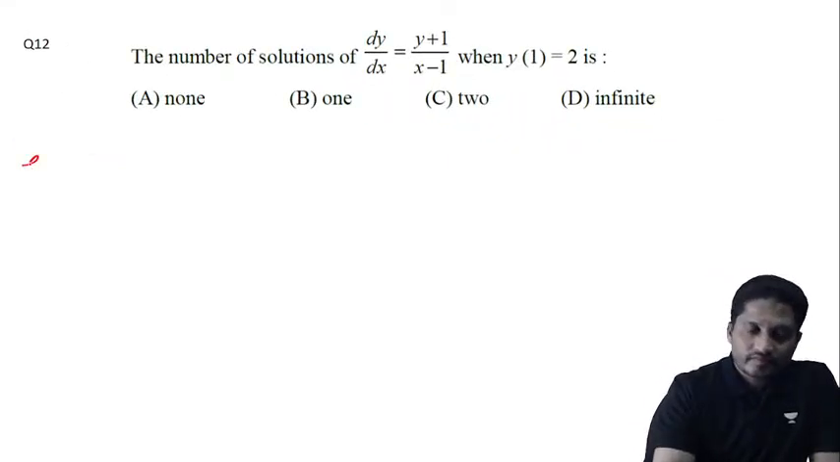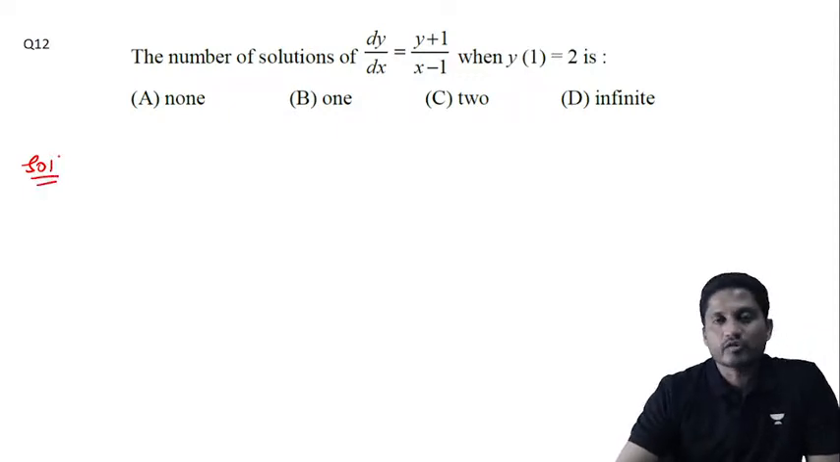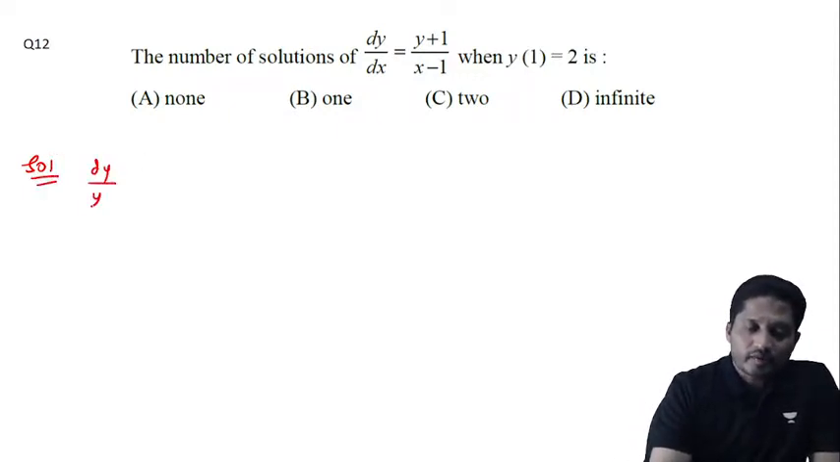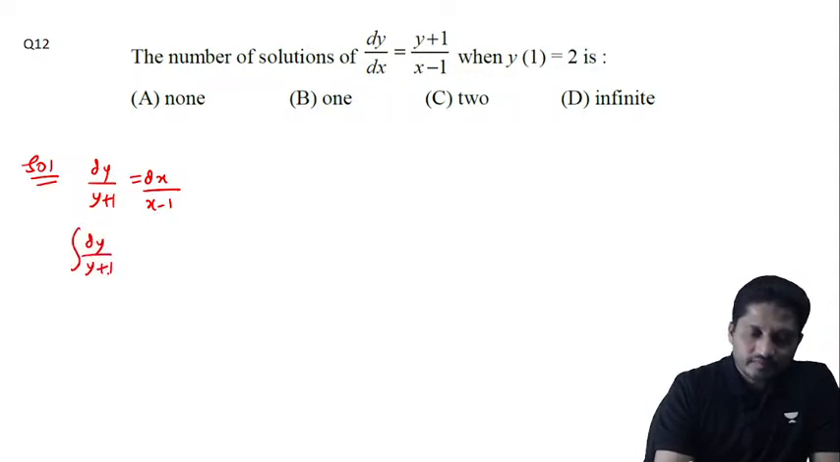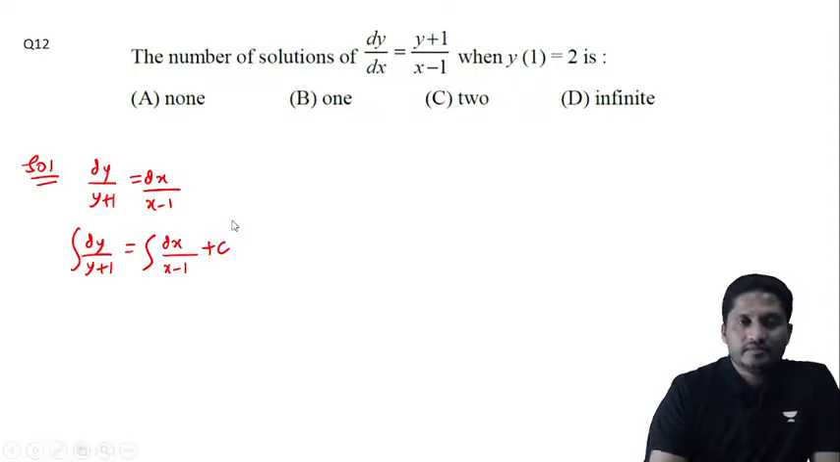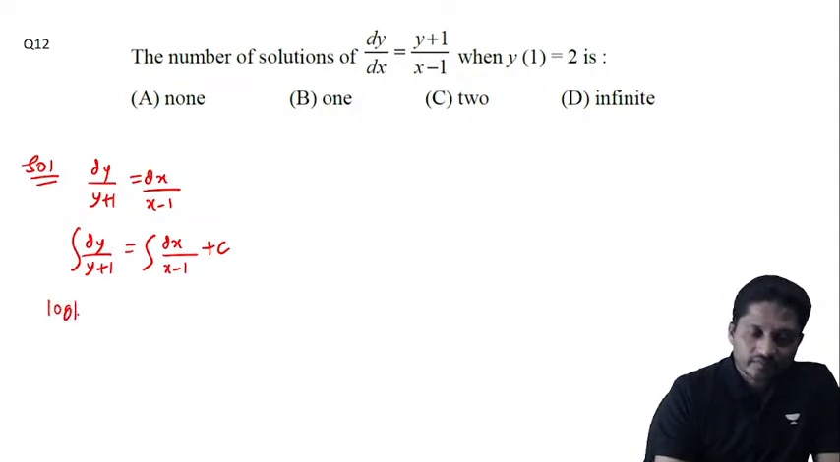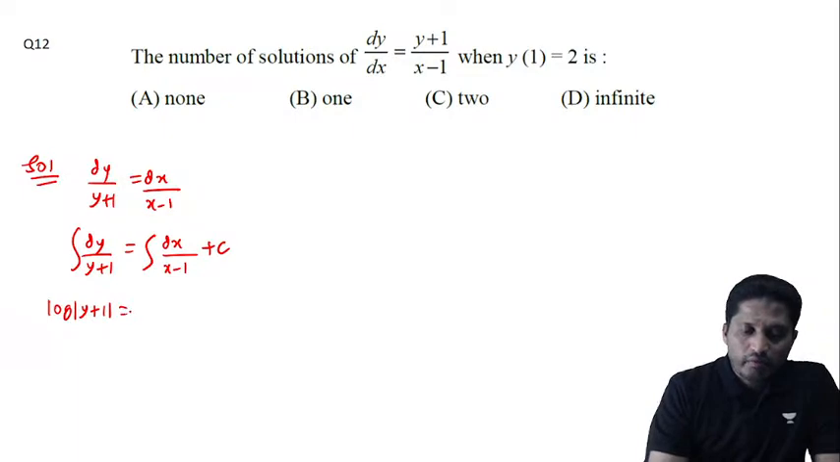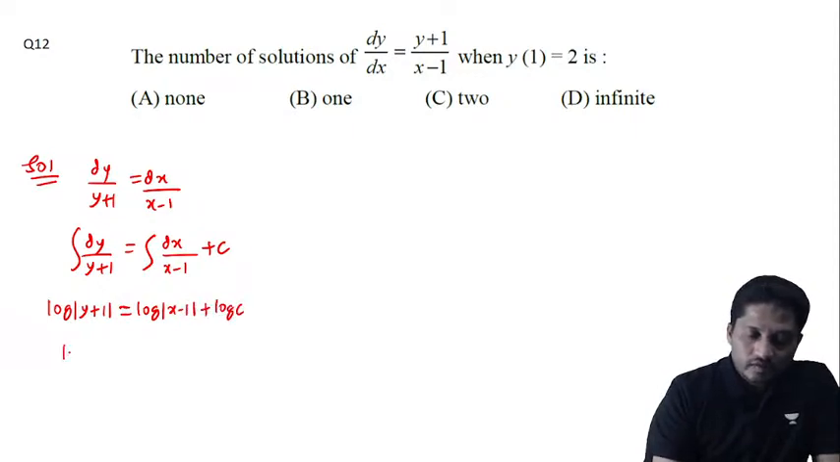Question number 12. This was asked in 2022 paper. dy upon y plus 1 is equal to dx upon x minus 1. Now if I integrate, dy by y plus 1 is equal to integration dx by x minus 1 and plus c. Integration of 1 by x is log x. You get log of 1 plus y is equal to log of x minus 1, and c can be written as log c. So this is log of y plus 1 upon x minus 1 is equal to log c.